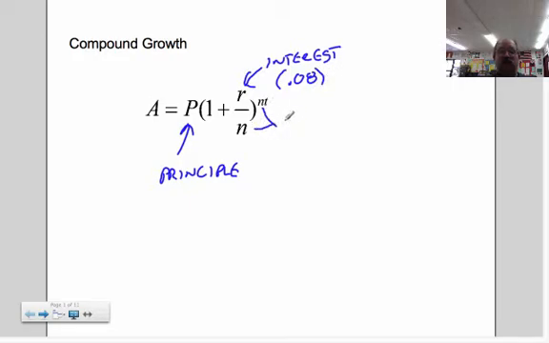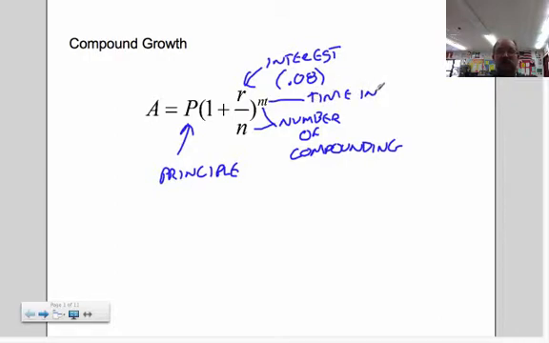N is the number of compoundings, which just means how often does the bank give you interest. If they give it to you once a year, then N is 1. If they give it to you 12 times a year, then N is 12. Okay? And T is time in years.